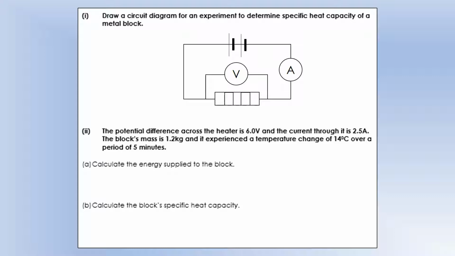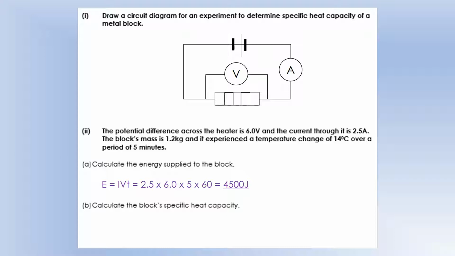Okay, so getting specific, potential difference is 6 volts, current is 2.5 amps, the block's mass is 1.2 kilograms, and it experiences a temperature change of 14 degrees Celsius over a period of 5 minutes. First of all, calculate the energy supplied to the block. Well, this is the equation we need to calculate energy, E = IVt. Plug the values of current, potential difference, and time measured in seconds in there, which gives us our energy.